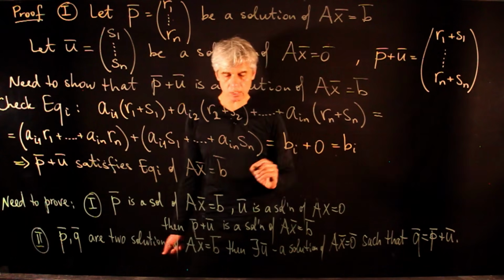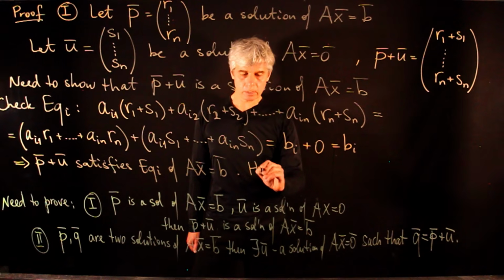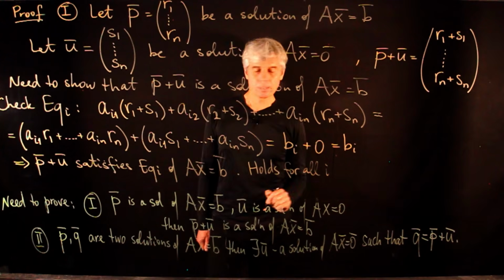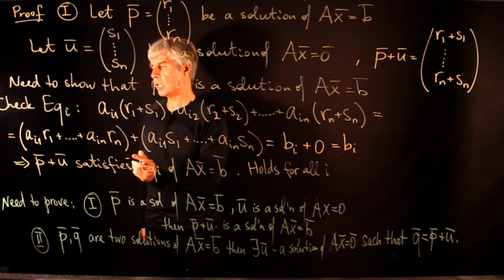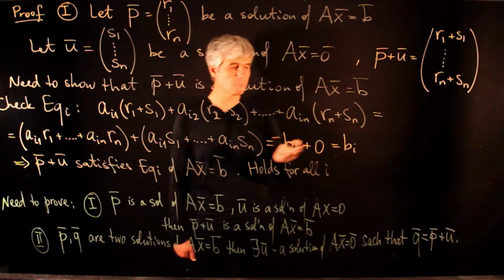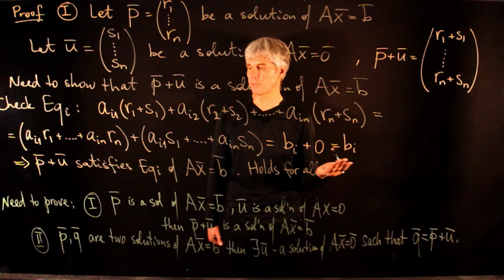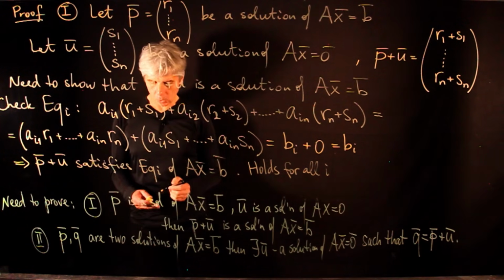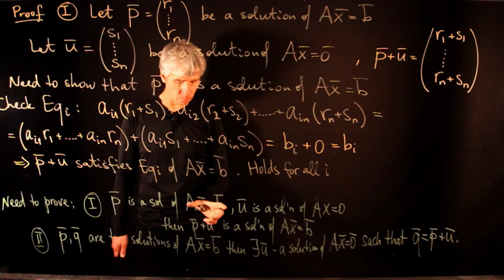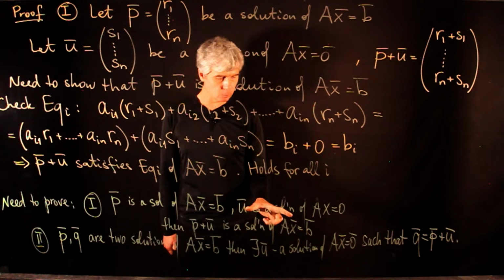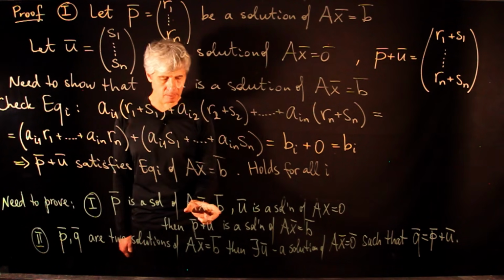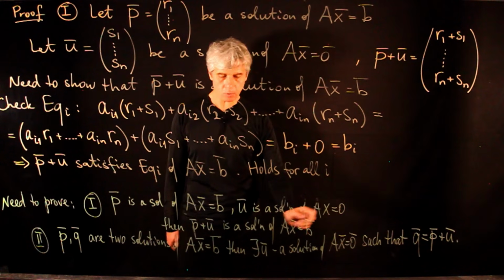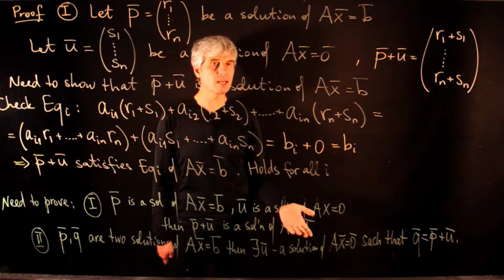And so this holds for all i, right? Because i was an arbitrary equation, so if it's true for an arbitrary equation, it's true for all of them. And so here we prove part 1. We have shown that if we have a solution of a system Ax equals b and another solution of the system Ax equals 0, then their sum is a solution of Ax equals b.